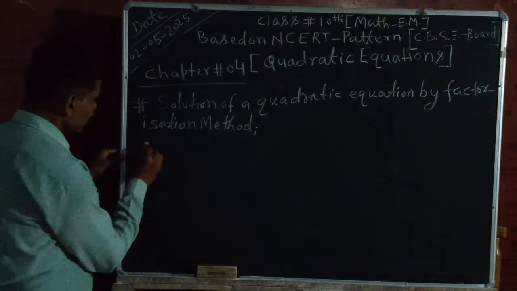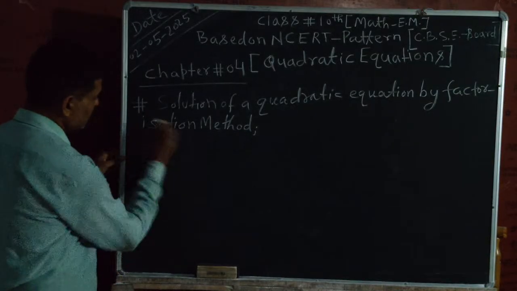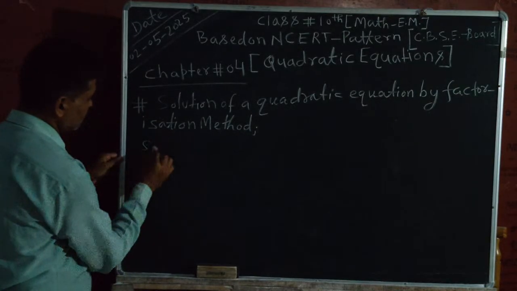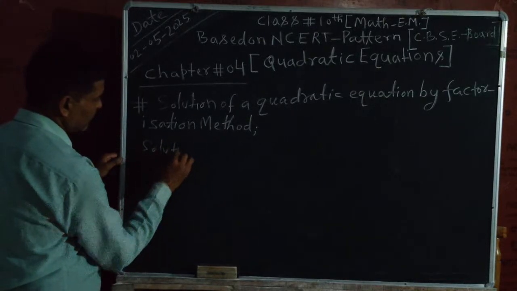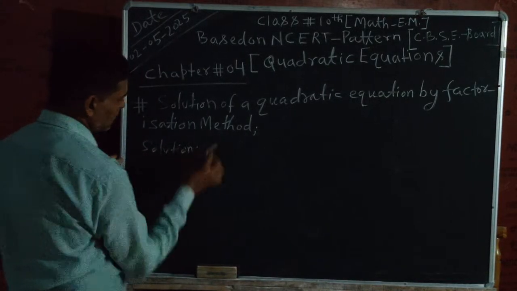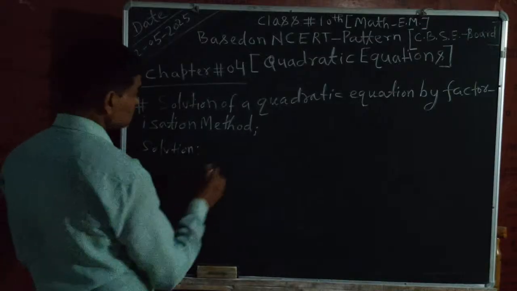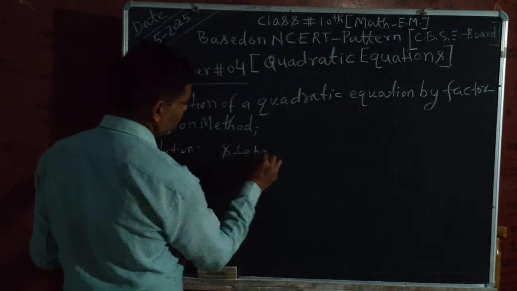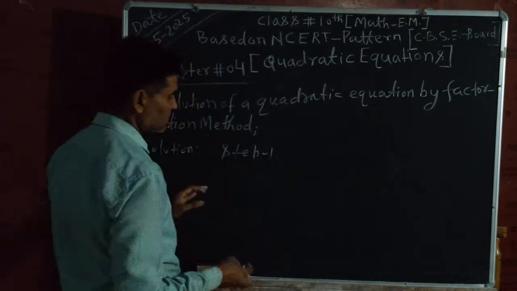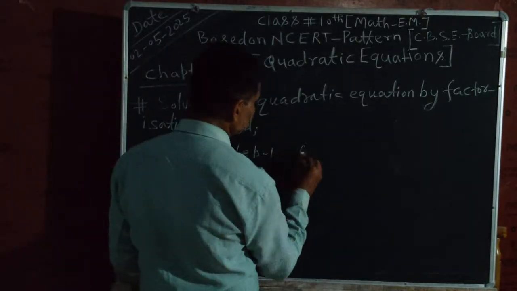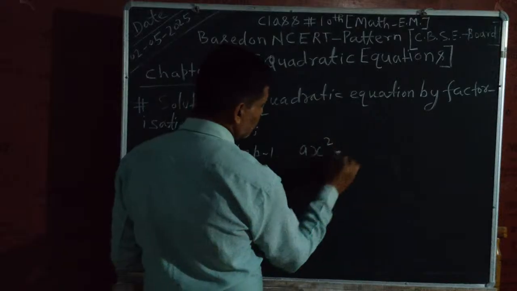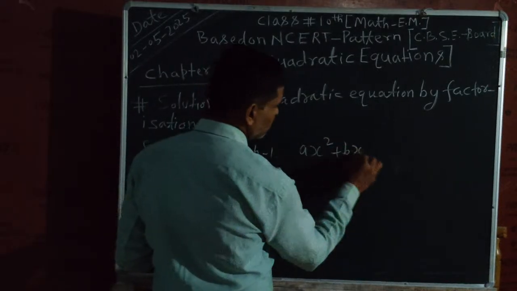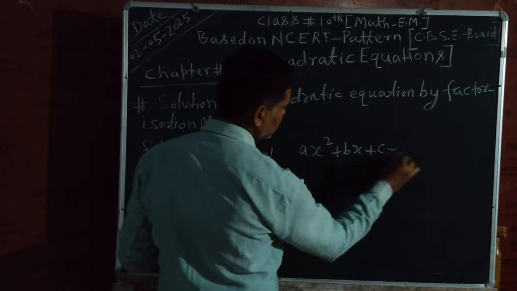Here I will write in step 1. First of all, here I will write solution. After writing solution, then here I will write step 1. In step 1, I will write the general equation of the quadratic equation, that is ax square plus bx plus c, which is equal to 0.